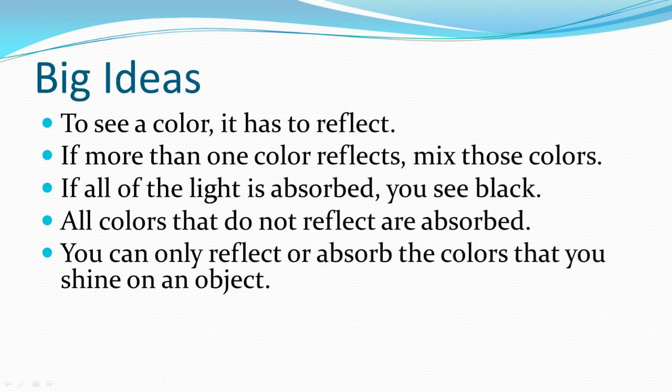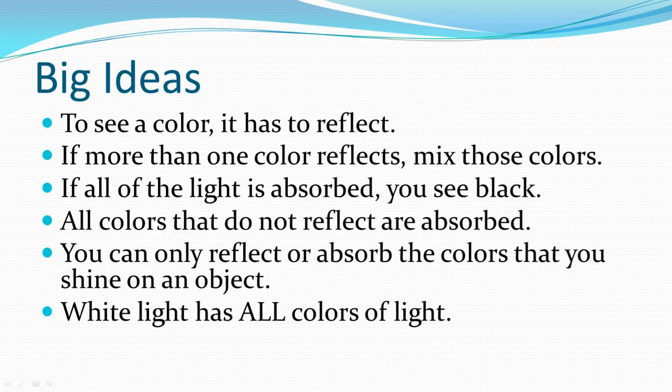You can only reflect or absorb the colors that you shine on an object. So if I have a red shirt and I shine red light on it, it will look red. If I shine blue light on it, a red shirt is designed to reflect red. That's why we see red. It absorbs blue and green. Well, we know that if it absorbs all of the color, like all of the blue light, the object looks black. So a red shirt in a blue light would look black.